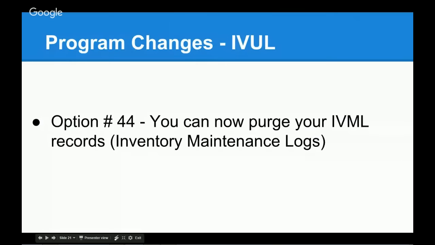All right, we've given you a new option, IVUL number 44. So if you go into IVUL, if you go down to option 44, you can now purge and clear out the records for the inventory maintenance logs. Those inventory maintenance logs are what we use when you add a new item. It'll say, why are you adding this? It may be the initial inventory or damaged product or whatever it is. You can now clear those using that IVUL option.